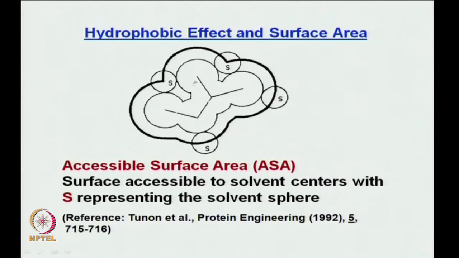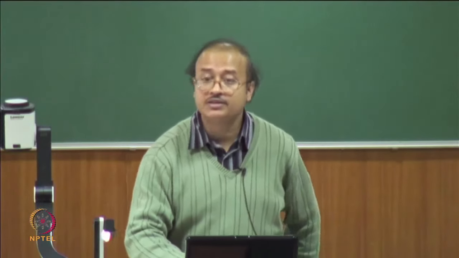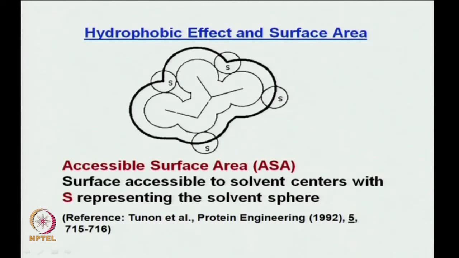If this is my hydrophobic molecule which is in the center, then this is the area which it makes accessible to the solvent molecules in which it is immersed. Is that clear? So, that is why this term is very important, accessible surface area. Accessible means the surface area that can actually be accessed by the solvent molecules as shown by this schematic. Okay. So, as it says, S is representing the solvent sphere, and I have taken it for this reference.